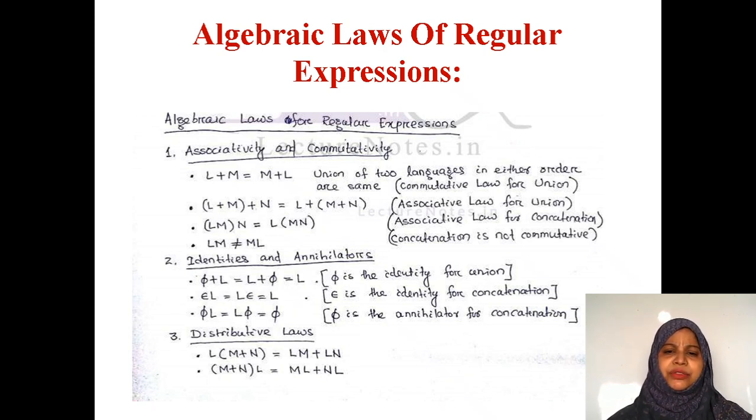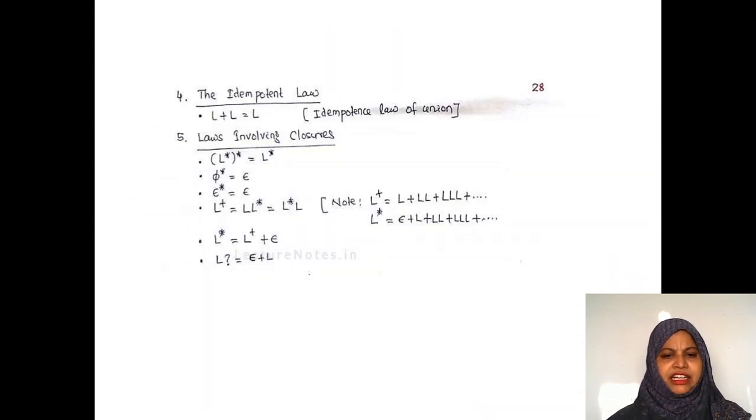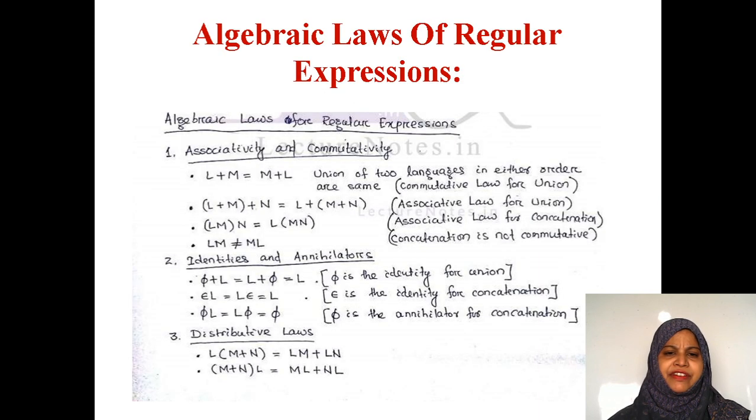To check all these things, we use some set of rules. For example, let us discuss the algebraic laws of regular expressions. There are five algebraic laws. The first one is the commutativity and associativity. In this case, L plus M, the union of two languages, where L is one language and M is another language, is equivalent to M plus L. This is the general thing: L plus M is equivalent to M plus L.